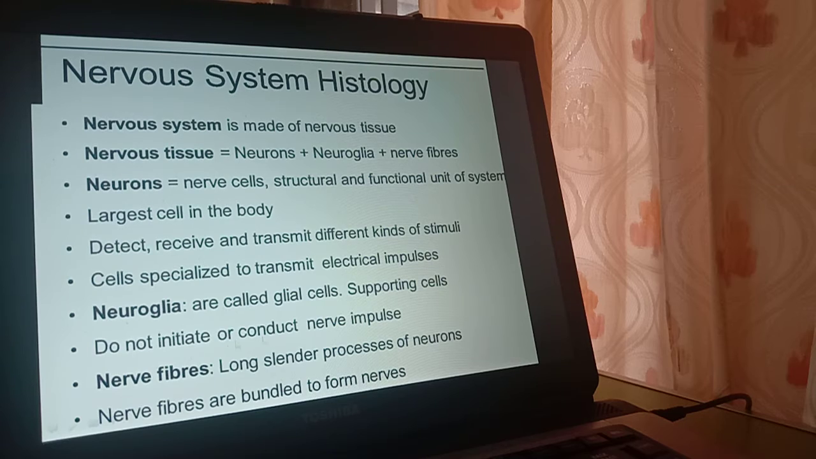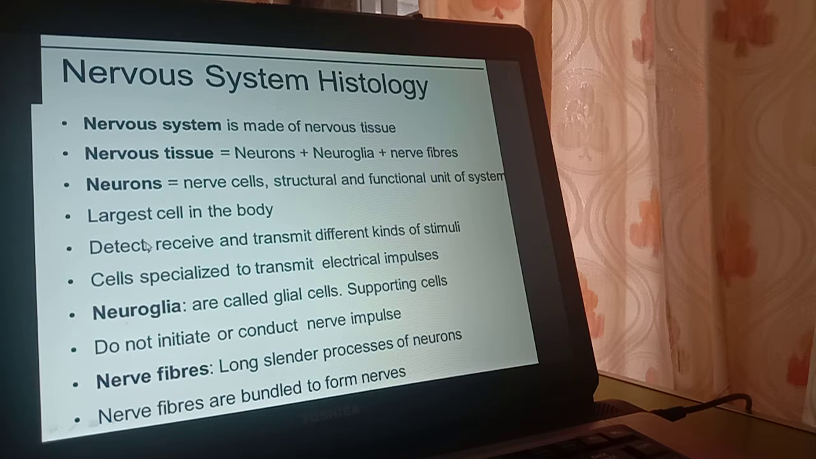Nervous tissue means what? It is the neurons plus the neuroglia plus the nerve fibers. All these make up the nervous tissue. Now what is a neuron? Neuron is the nerve cell, which is the structural and the functional unit of the system. And this is the largest cell in the body.